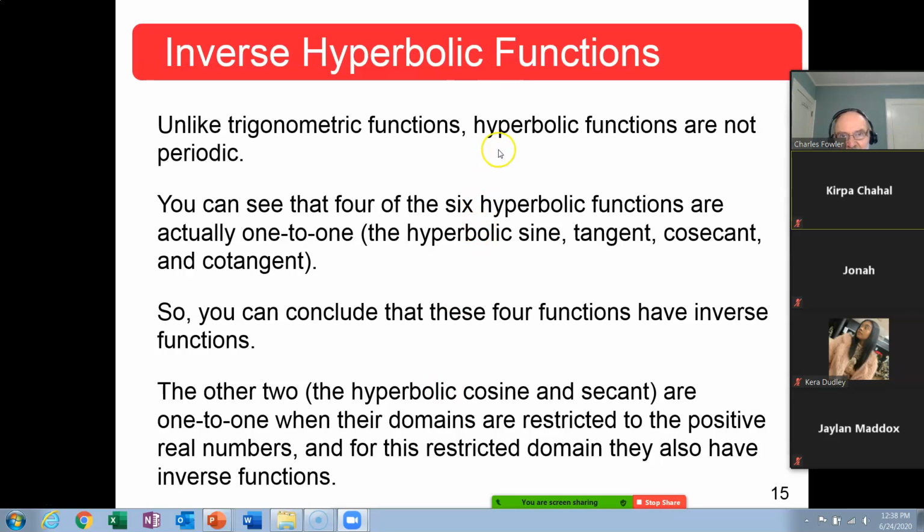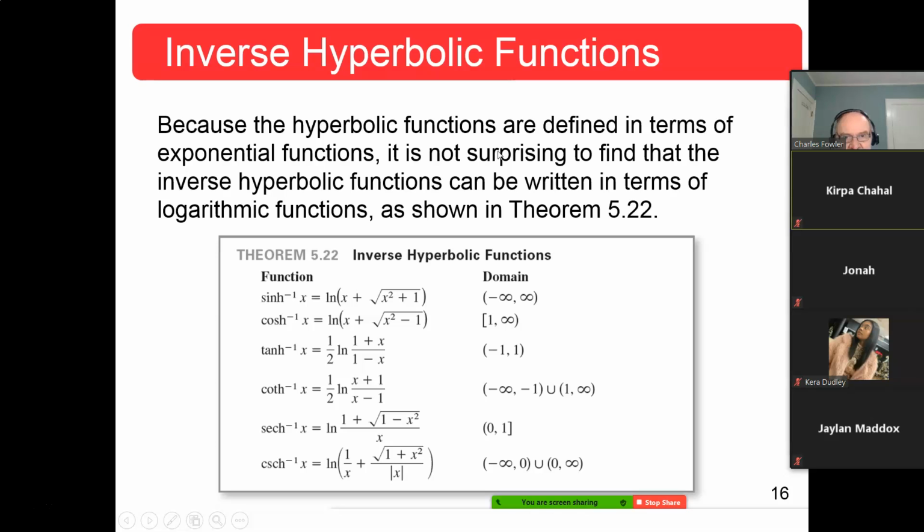Now it won't advance. No, okay. Because the hyperbolic functions are defined in terms of exponential functions, it's not surprising to find that the inverse hyperbolic functions can be written in terms of logarithmic functions. And here is the theorem. The inverse hyperbolic sine is merely a log function.